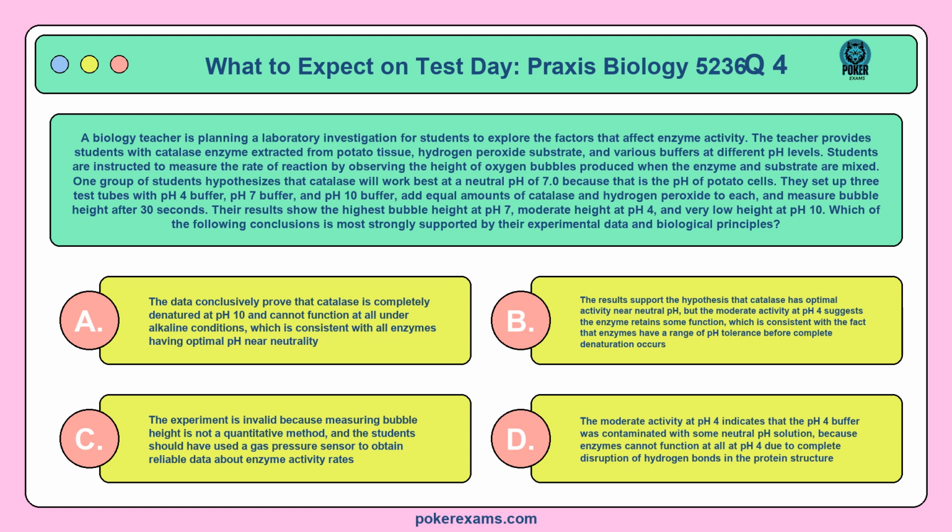One group of students hypothesizes that catalase will work best at a neutral pH of 7.0 because that is the pH of potato cells. They set up 3 test tubes with pH 4 buffer, pH 7 buffer, and pH 10 buffer, add equal amounts of catalase and hydrogen peroxide to each, and measure bubble height after 30 seconds. Their results show the highest bubble height at pH 7, moderate height at pH 4, and very low height at pH 10. Which of the following conclusions is most strongly supported by their experimental data and biological principles?